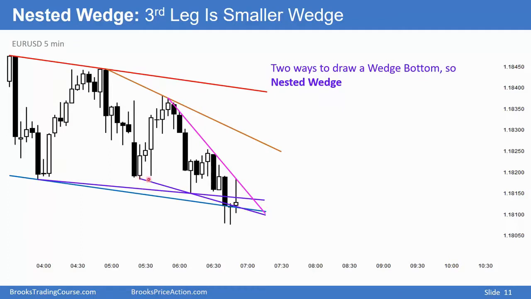Two ways to draw a wedge bottom: 1, 2, 3, or 1, 2, and 3. There are two ways to draw a wedge bottom here. Whenever there are two ways to draw the same pattern, some computers will use one, other computers will use the other.